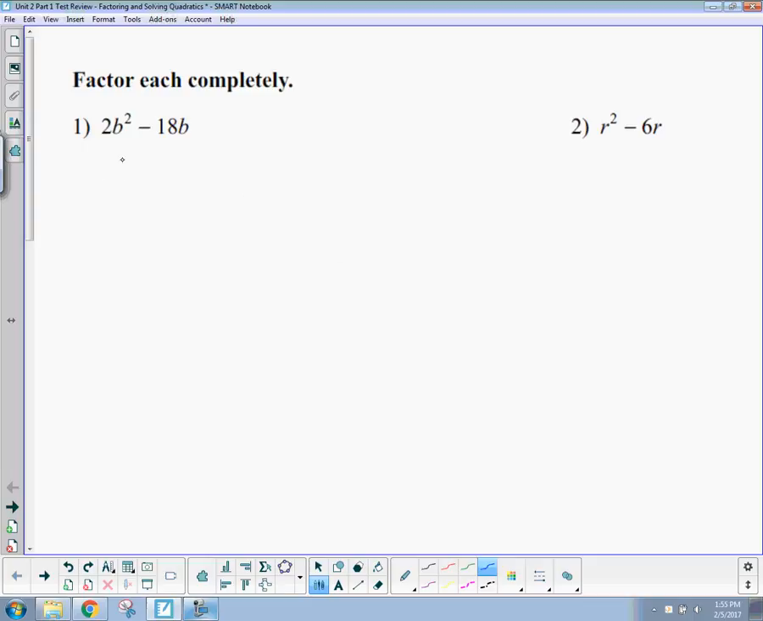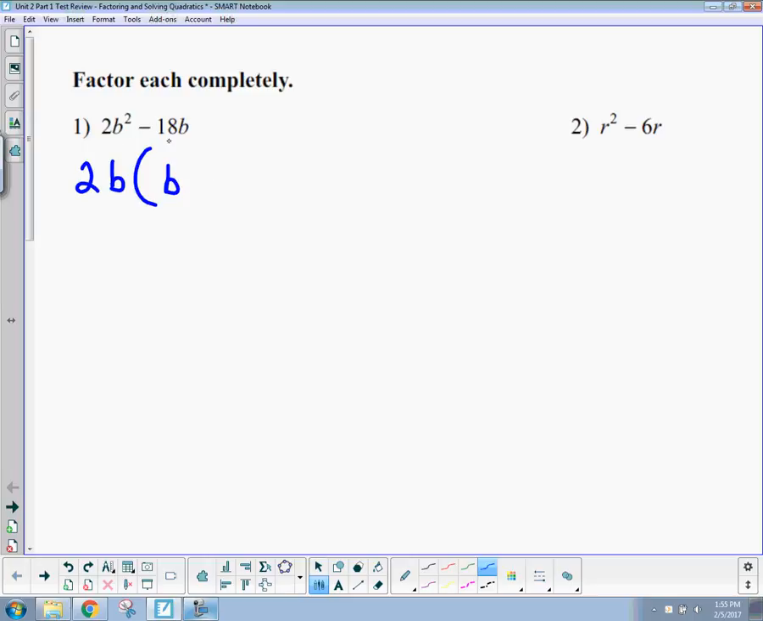Alright, anyway, factor each completely. Okay? I'm going to look at both of these and see what numbers I can pull out and what letters I can pull out. Right now I know it's going to be 2. As far as B's, just pick the smaller one. That's easy. 2 divided by 2 is 1, so let's cancel. B squared divided by B is like you're subtracting exponents. So really the only thing I have left is B.